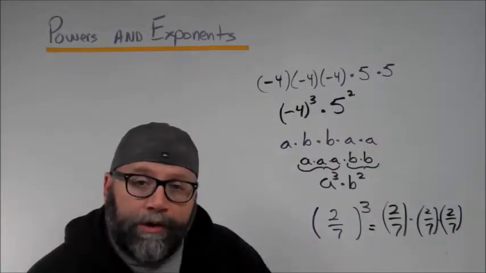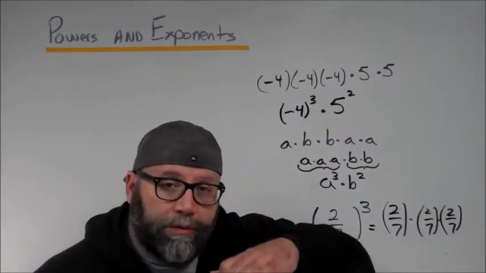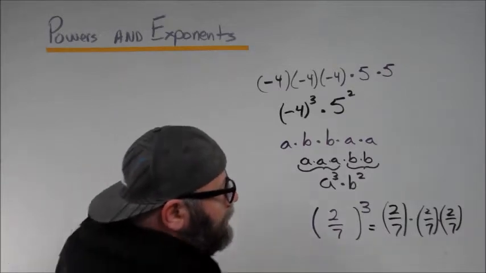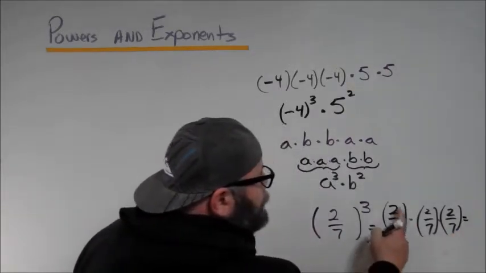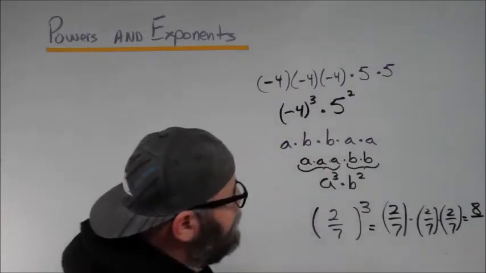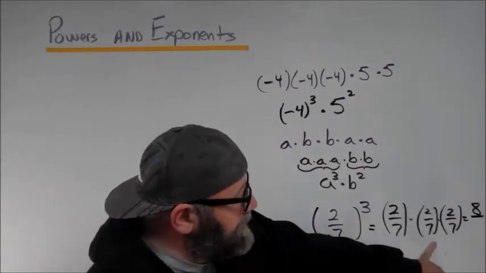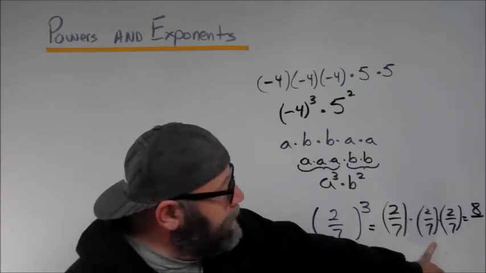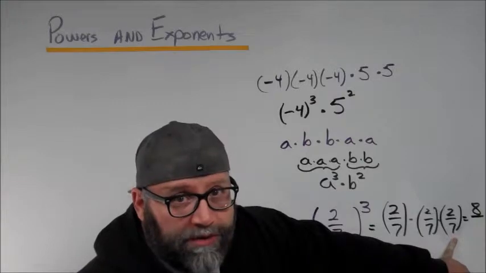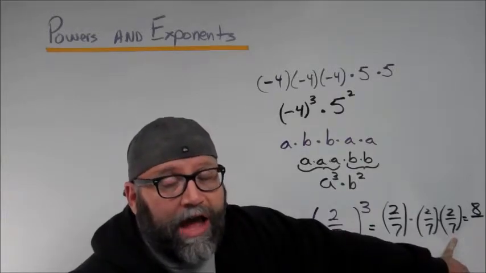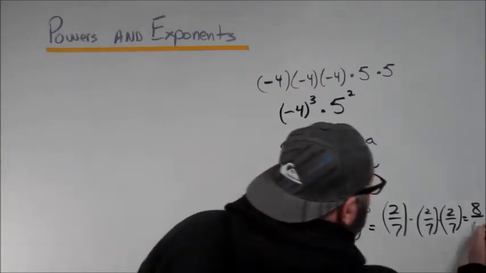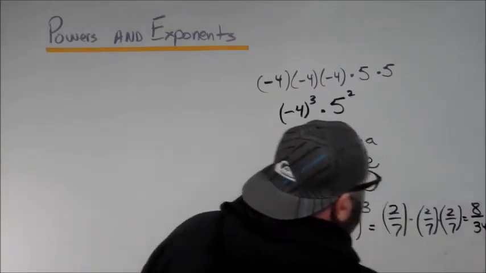Now, remember the algorithm for multiplying fractions is you multiply your numerators together, you multiply your denominators together, and you're good to go. So for my numerators, I've got 2 times 2 times 2, which is 8. But my denominators, I've got 7 times 7, which is 49, times 7. All right, so 50 groups of 7 would be 350. I only need 49 groups of 7, so that's 343.